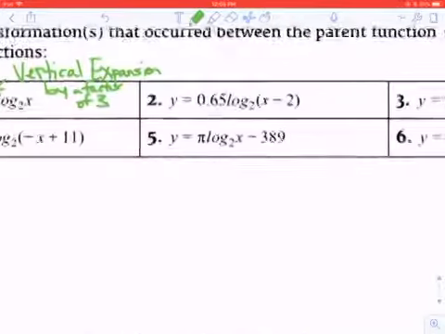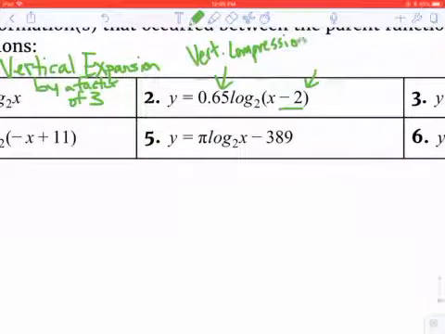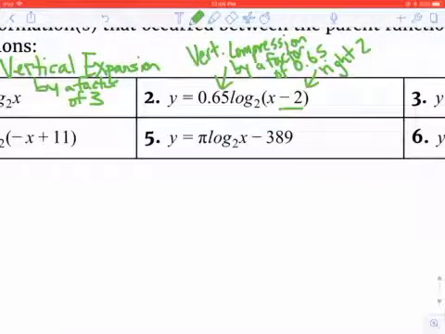Number 2 has a 0.65 in the front, and then we have a -2 back here in this grouping symbol. So the 0.65 makes it have a vertical shrink or compression by a factor of 0.65. So I'm going to put vertical compression by a factor of 0.65. And then the 2 being subtracted and in the grouping symbol makes it go to the right 2 units.